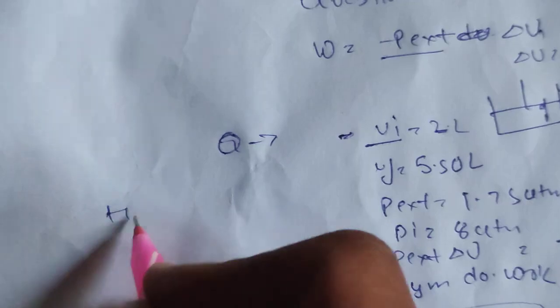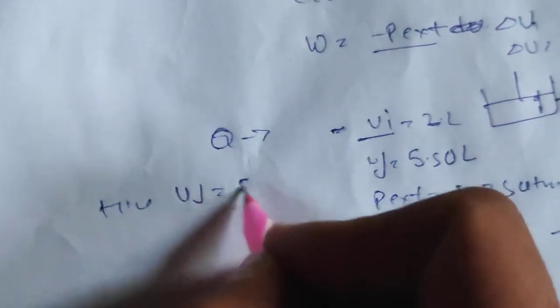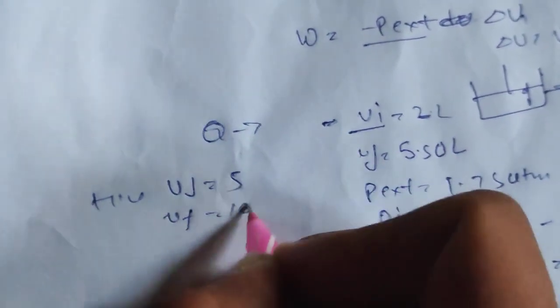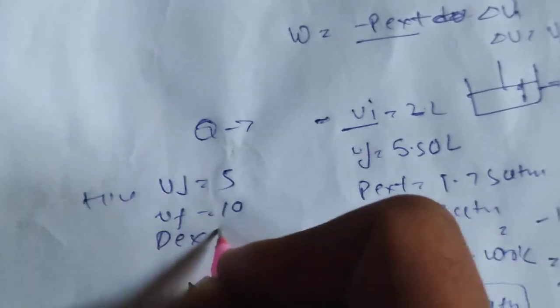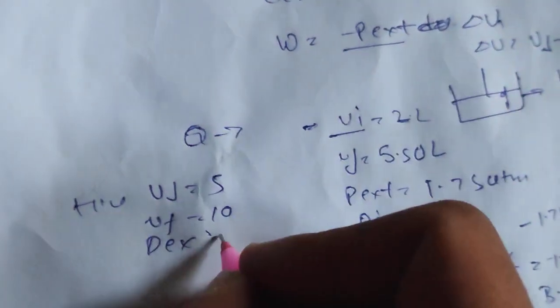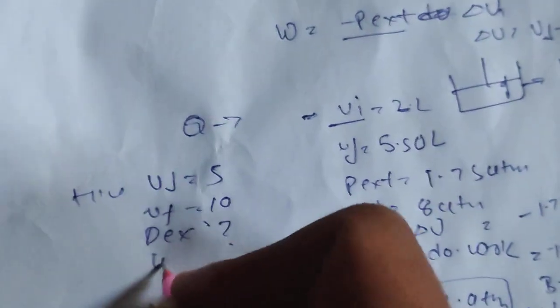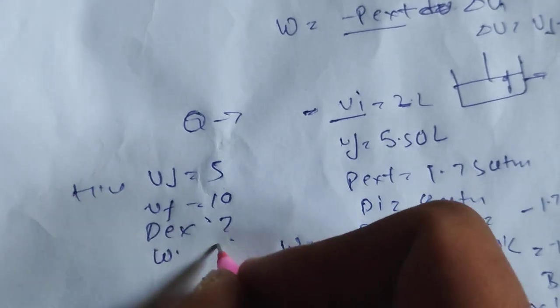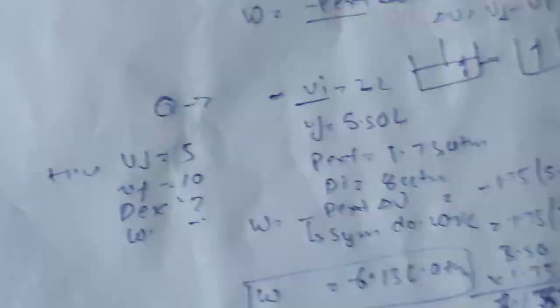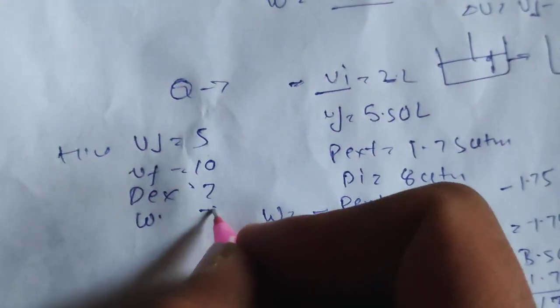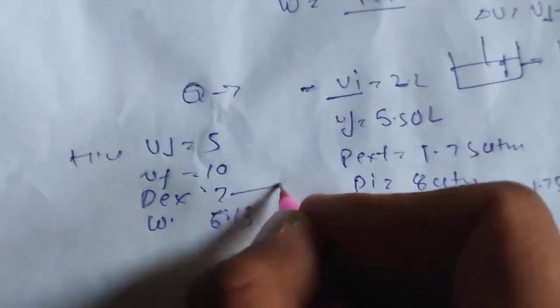Please solve this question again, and then try another one. I give you homework: V initial is 5, V final is 10, and we have to find P external, and the work done is the same, 6.13, as a hypothetical case. So find the P external pressure.